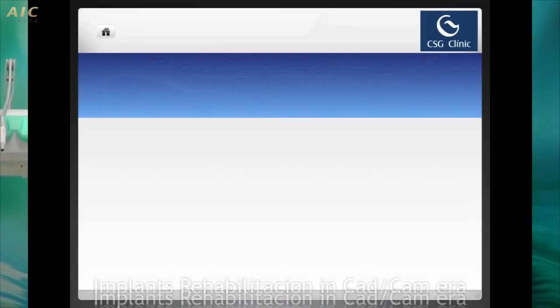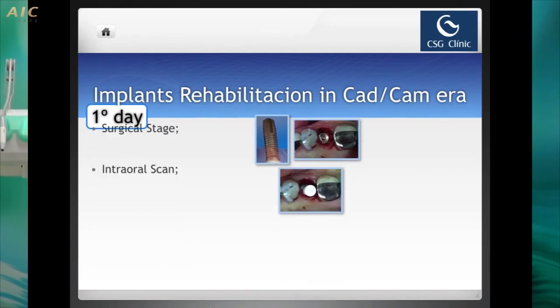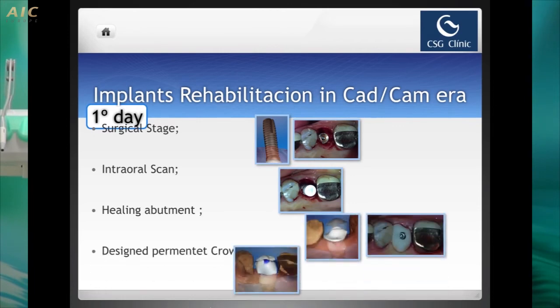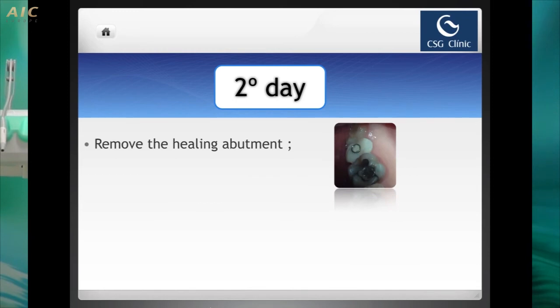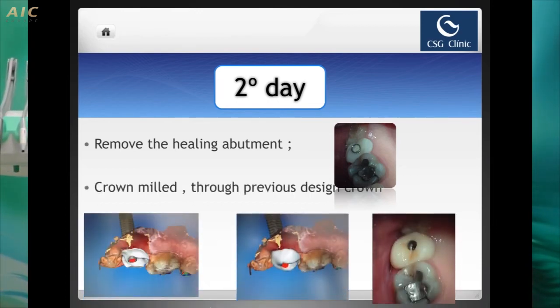So, in implant rehabilitation in the CAD/CAM area, in the first day, we do all that. We do the surgical stage, we do the intraoral scan, we place the healing abutment, and we do the design of our permanent crown. Okay, so we do all the stuff in the first appointment. So in the second day, usually 3 months later, we remove the healing abutment that we already placed, and we place the new crown. Okay? But it was already previously designed in the first appointment. Okay?